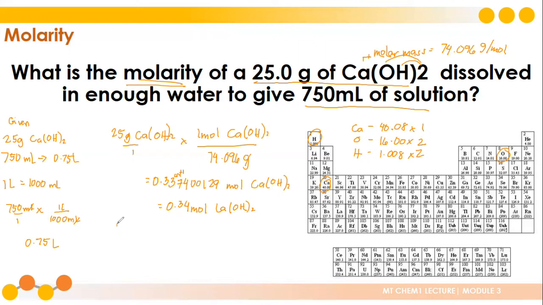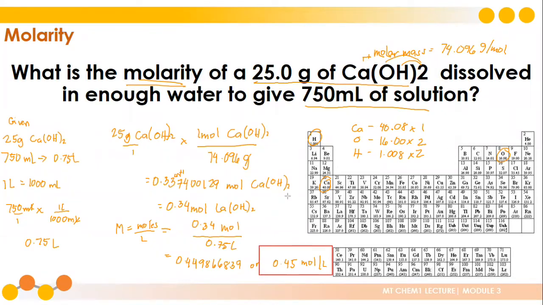Again, our formula for molarity is equals to moles divided by liters of the solution. So if you were to write out 0.34 moles, we have to divide it by our given liters of solution, which is 0.75 liters. Our final answer here should be 0.449866839, or if you were to round it off to two significant numbers, we have 0.45 moles per liter. So this is now your final answer.